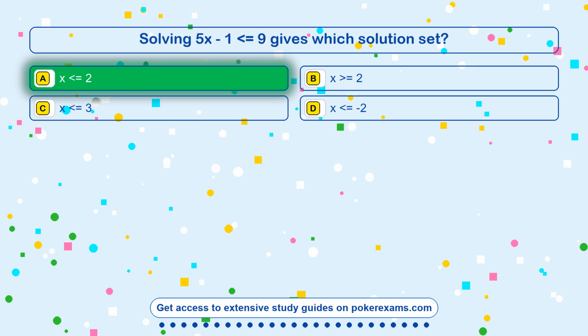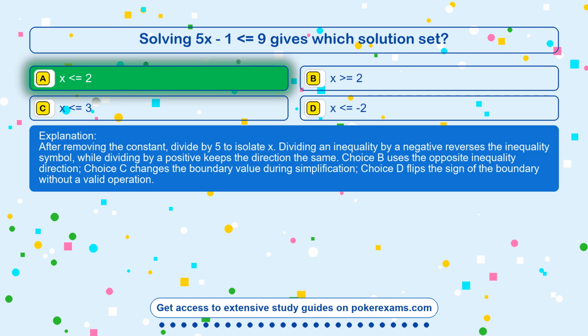The correct answer is option A, x equals 2. After removing the constant, divide by 5 to isolate x. Dividing an inequality by a negative reverses the inequality symbol, while dividing by a positive keeps the direction the same.